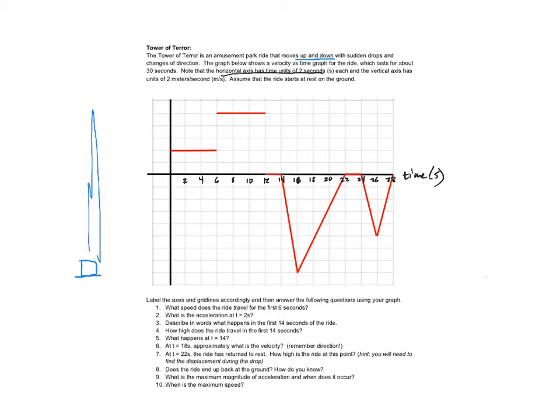And then it does say that the vertical axis has units of 2 meters per second. So 2, 4, 6, 8, 10, and -2, -4, -6, -8, -10, -12, all the way down to -16. And this is in meters per second. This is velocity. So the first thing we need to recognize is that this is velocity versus time. So what we saw in the last graph isn't going to mean the same thing here because it's not position versus time.